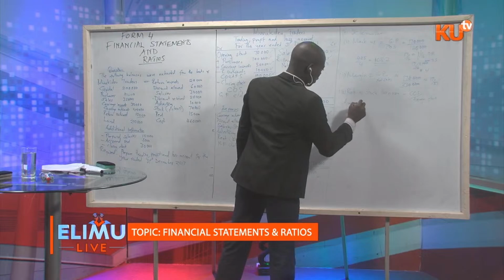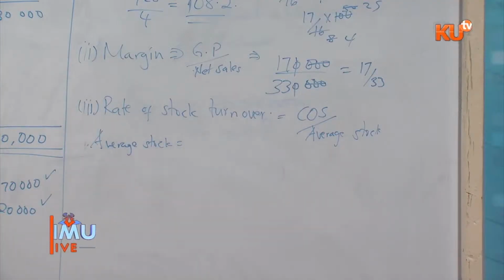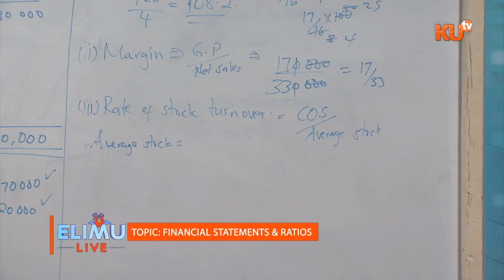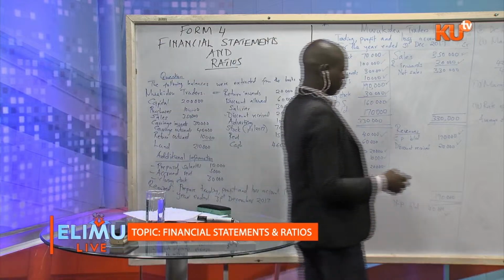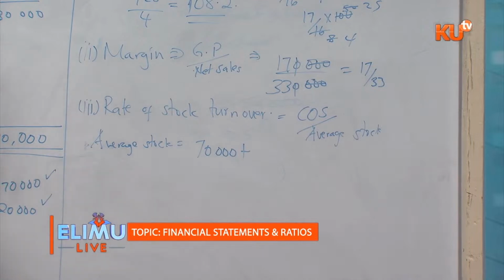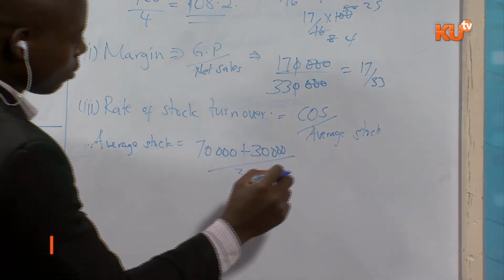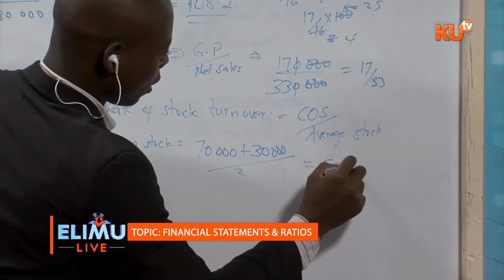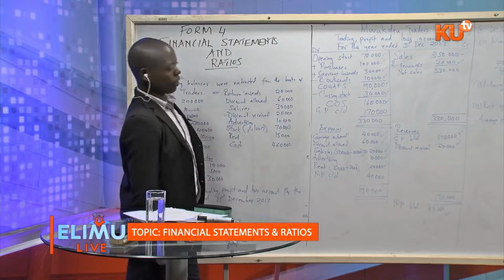Average stock is given by the opening stock. We add the closing stock, divide it by 2. Our opening stock in this case is 70,000. Our closing stock will be 30,000. So we add 30,000. Then we divide by 2. That is 100 divided by 2, giving us 50,000. So our average stock is 50,000.